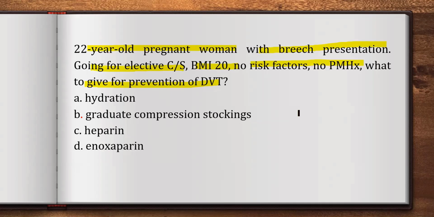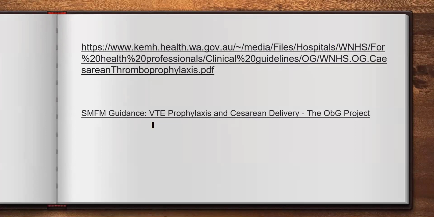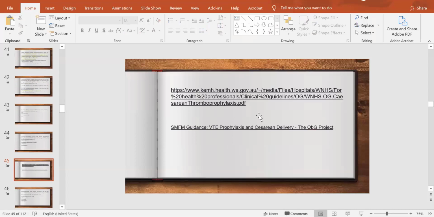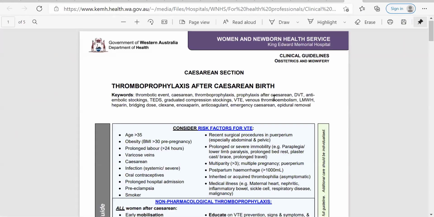Now look at this. This is a very good question actually. So you've got a patient with a breech presentation, pregnant, elective CS, BMI 20. BMI 20 is not bad. No other risk factor of DVT. So she is not high risk for DVT. Okay. Now what do you want to do? You want to give heparin, enoxaparin, GCS or hydration. Let's have a look. This is a very good thing to know about. Okay, let's have a look. Maybe this one.